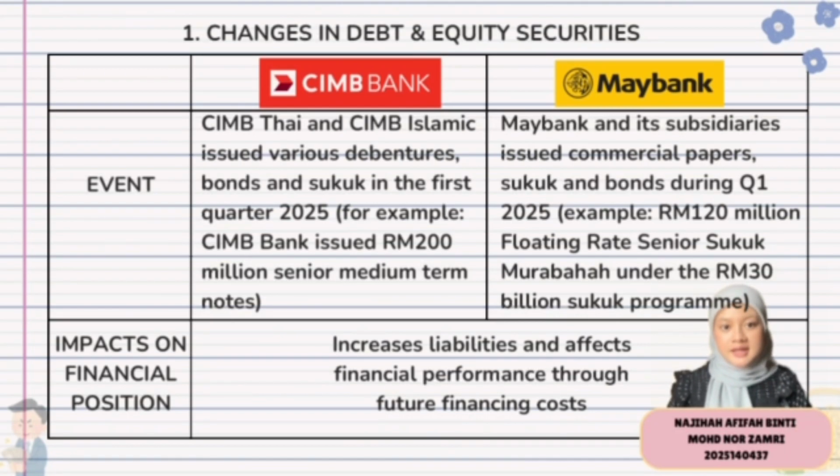By issuing new shares under the ESOS, both CIMB and Maybank increased the weighted average number of ordinary shares outstanding. For CIMB, the explanatory notes explicitly state the calculation for EPS. This increase in the share count, the denominator, causes the earnings per share to decrease, making the bank's profitability slightly lower on a per share basis compared to if the shares had not been issued.